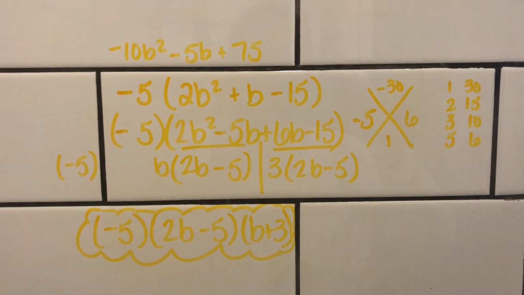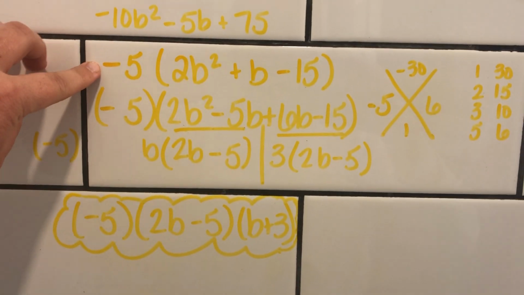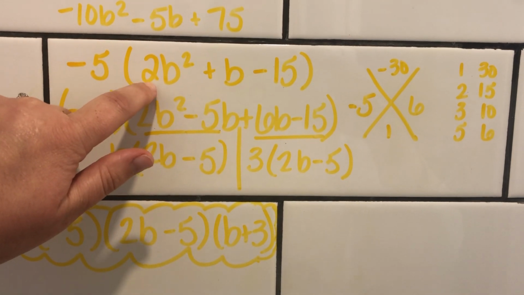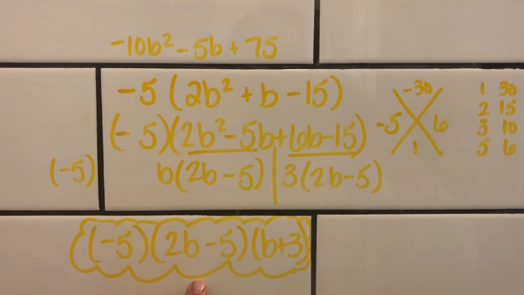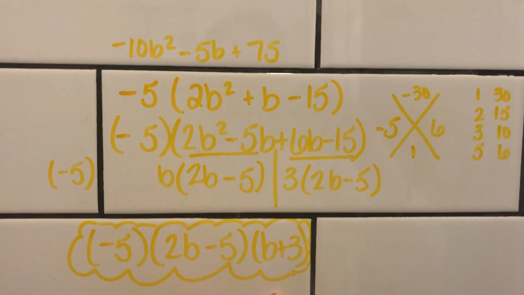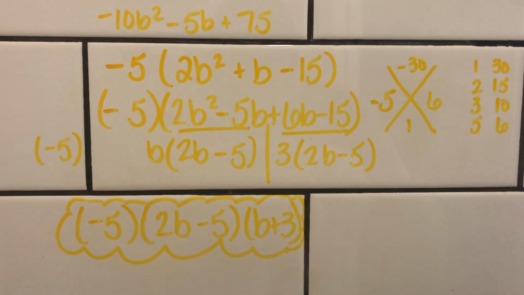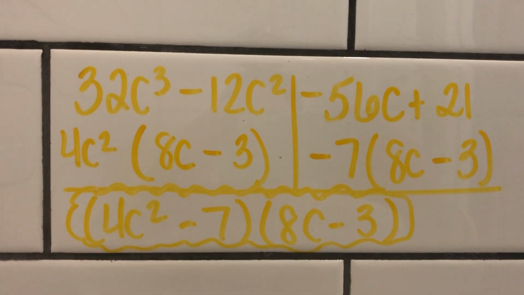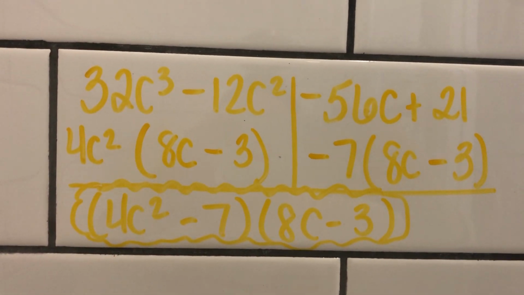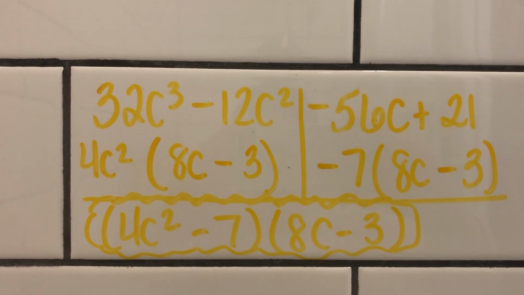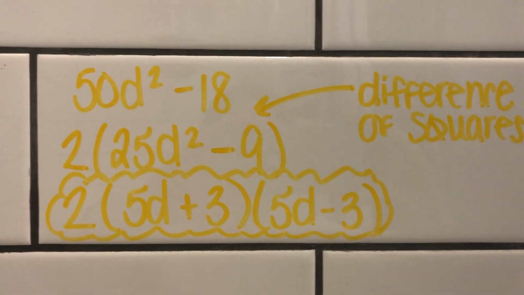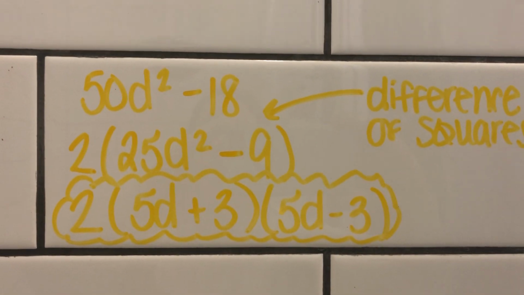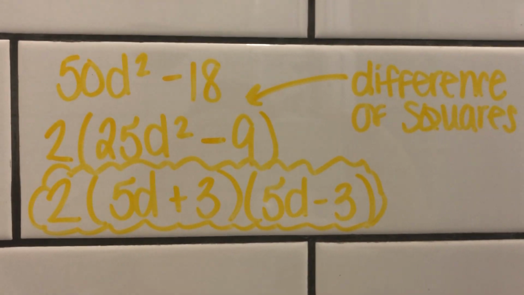For this one, I gave you that hint to factor out the negative. We want to leave a positive a term in there, a positive leading coefficient. And I end up with negative 5 times 2b minus 5 times b plus 3. If you wrote it in a different order, that's okay. For the problem with the variable of c, I'm left with 4c squared minus 7 times 8c minus 3. And last but not least was our difference of squares one. I have 2 times 5d plus 3 times 5d minus 3.